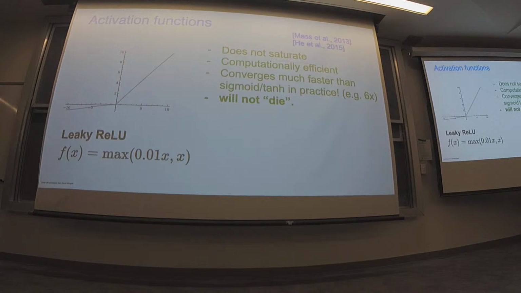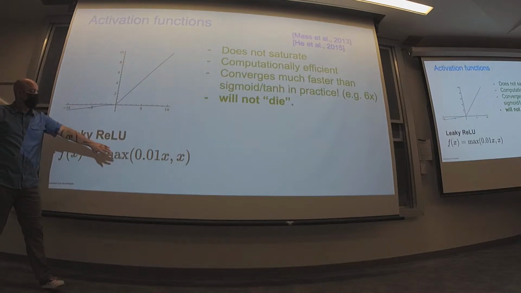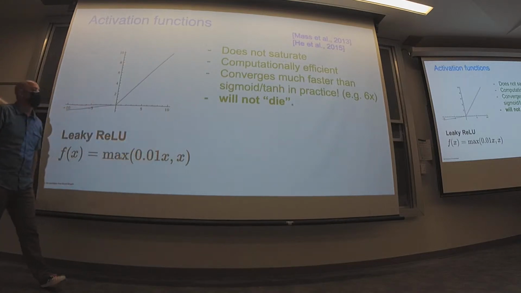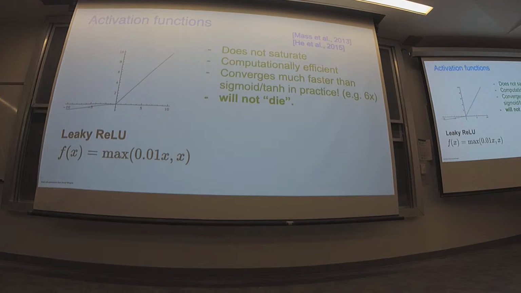And again, there's no saturation here. It's also efficient, right? This is a very efficient operation here. And again, it's going to converge way faster. It doesn't die. There are not these regions of space where you would get zero gradient.